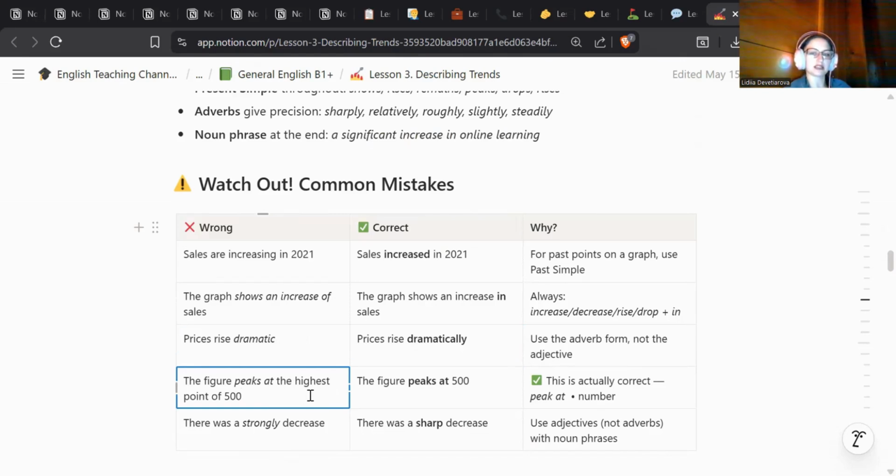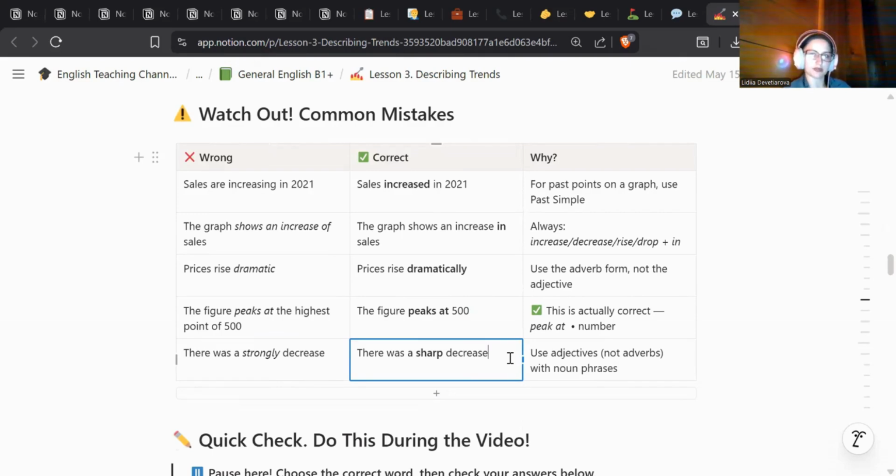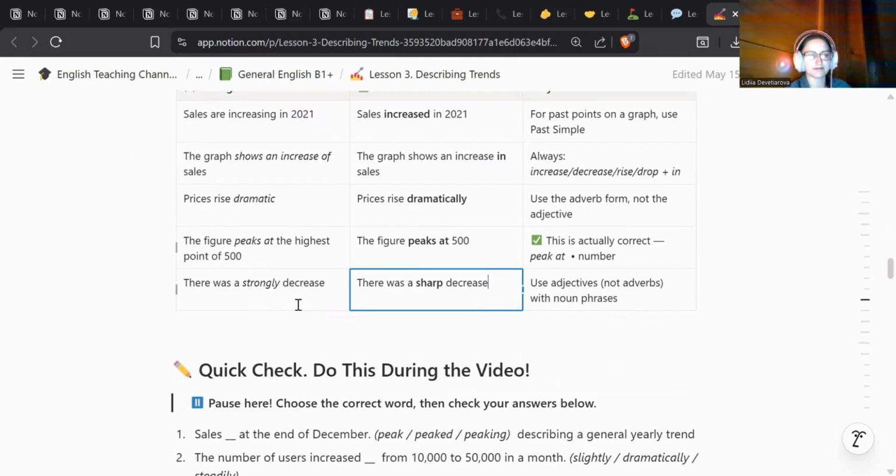The figure peaks at the highest point of 500. Peaks and the highest point, they have the similar meaning. They have basically the same meaning. So it is kind of redundant. Let's actually reduce one of those. The figure peaks at 500. It is grammatically correct sentence. Why not? It is absolutely correct and understandable sentence, but there is a better option. There was a strongly decrease. There was a sharp decrease, or a strong decrease, yeah, not strongly.